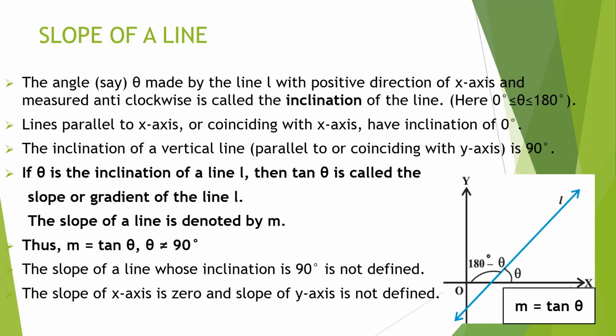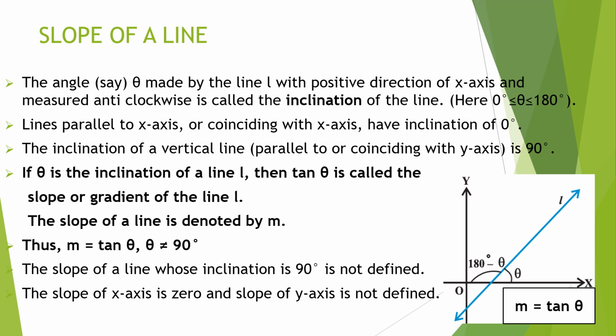Now we will understand the concept of slope of a line. It is an important concept. The angle, say theta, made by the line L with the positive direction of x-axis and measured anti-clockwise is called the inclination of the line. And here the angle theta lies between 0 and 180 degrees. That means in the diagram you can see, suppose a line L is making an angle theta with the positive x-axis and you are going in the anti-clockwise direction. Then the angle of inclination is theta over here.